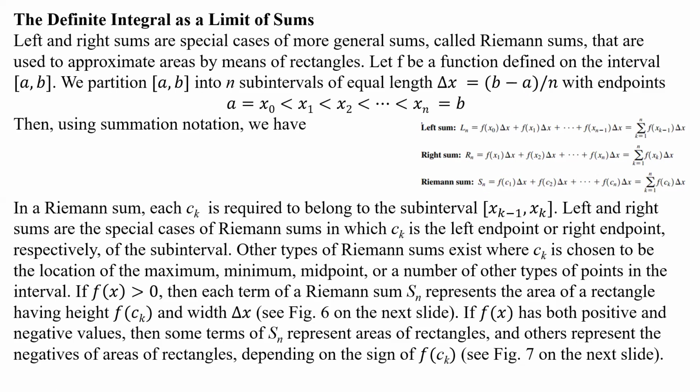So in the Riemann sum, each of these ck's is required to belong to the subinterval from x sub k minus 1 up to x sub k. Left or right sums are the special cases of Riemann sums in which ck is the left endpoint or the right endpoint, depending on which one we're doing. Other types of Riemann sums exist where ck is chosen to be the location of the max or the minimum or the midpoint or some other number in that interval.